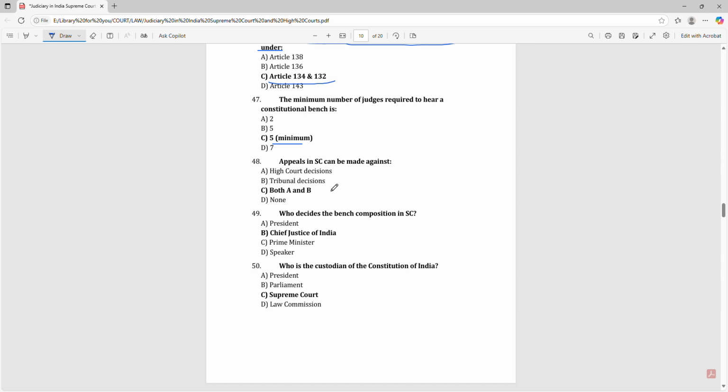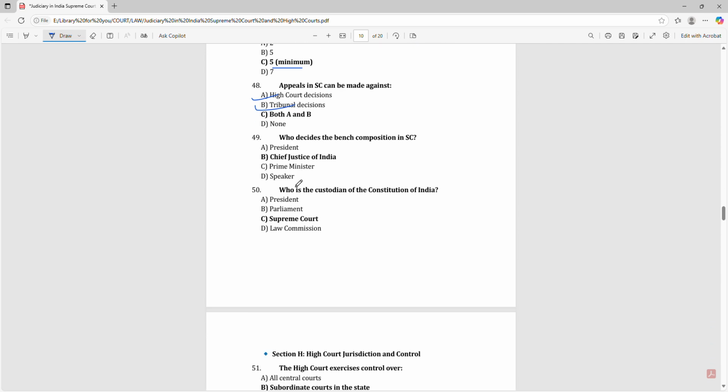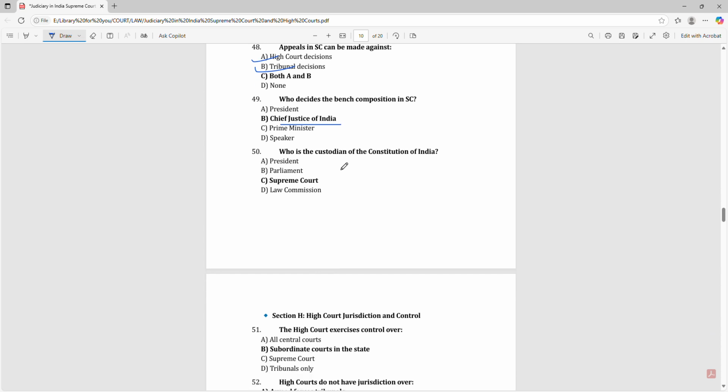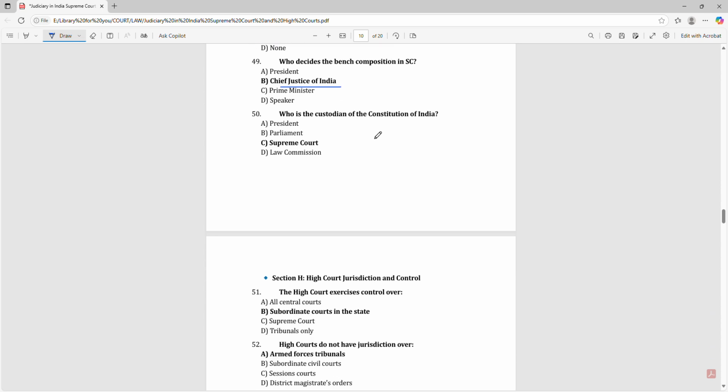Appeals in Supreme Court can be made against High Court decisions and tribunal decisions. Who decides the bench composition in Supreme Court? Chief Justice of India. Who is the custodian of the Constitution of India? Supreme Court.